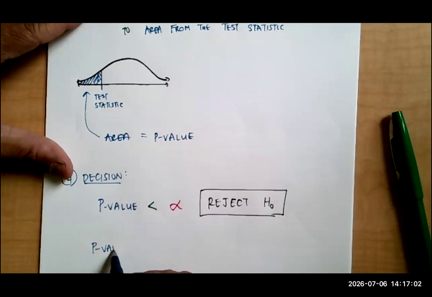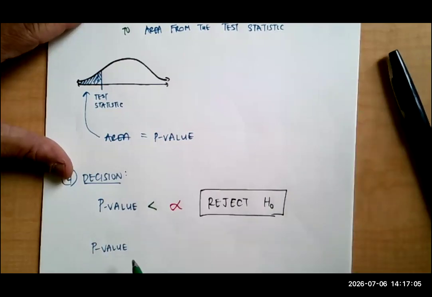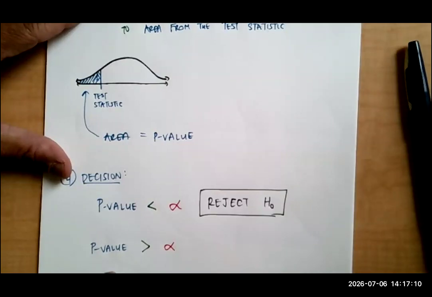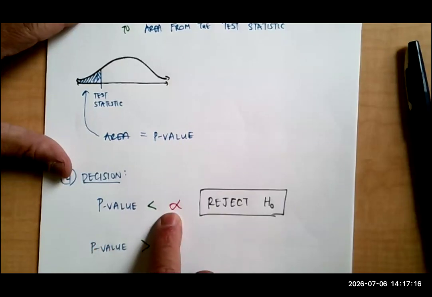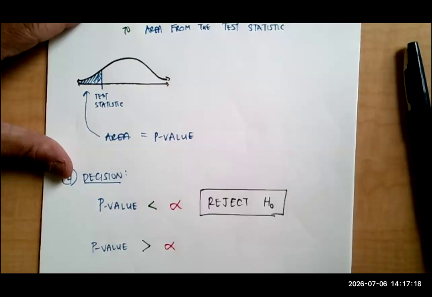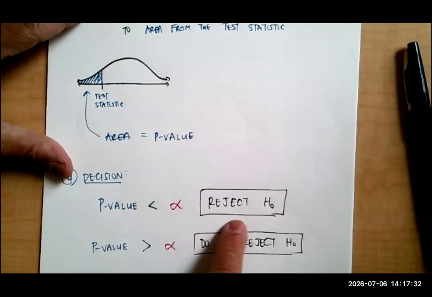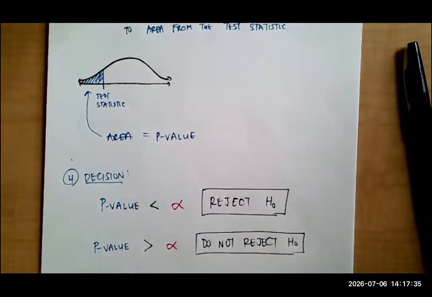Then the opposite, if our p-value is bigger than alpha, right? So we're more likely to get that value than make an error, right? We're more likely to make an error than get a value there, okay? That's when we do not reject the null hypothesis. Okay. And so it kind of falls into place.